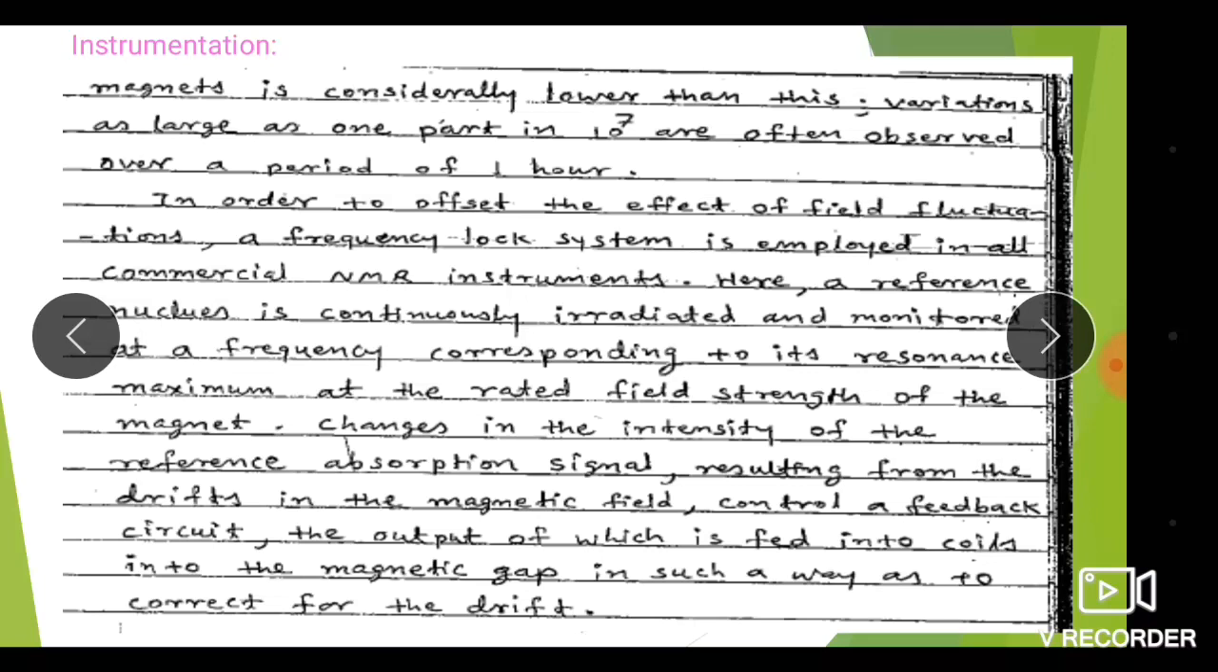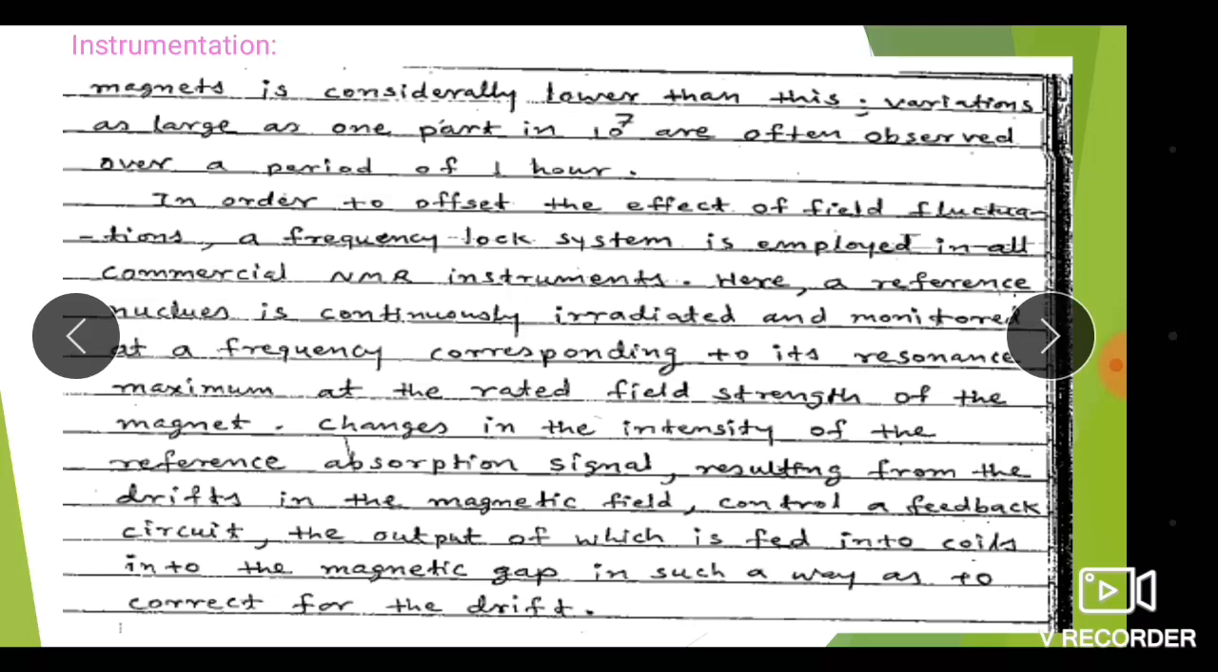So what is the homogeneity? It is over 1 hour. It is 10 to the power 7 that is often observed. In order to offset the effect of field fluctuation, a frequency lock system is employed in all commercial NMR instruments. Here a reference nucleus is continuously irradiated and monitored at a frequency corresponding to its resonance maximum at the related field strength of the magnet.